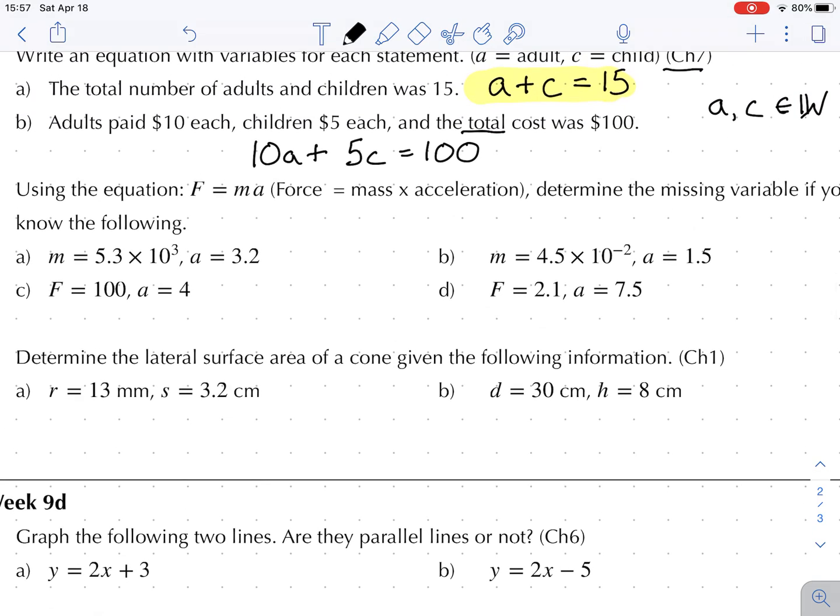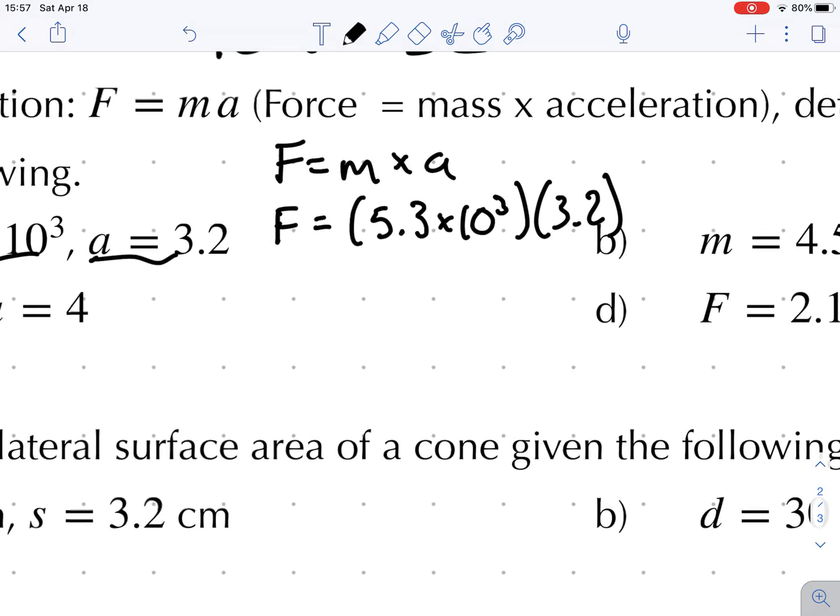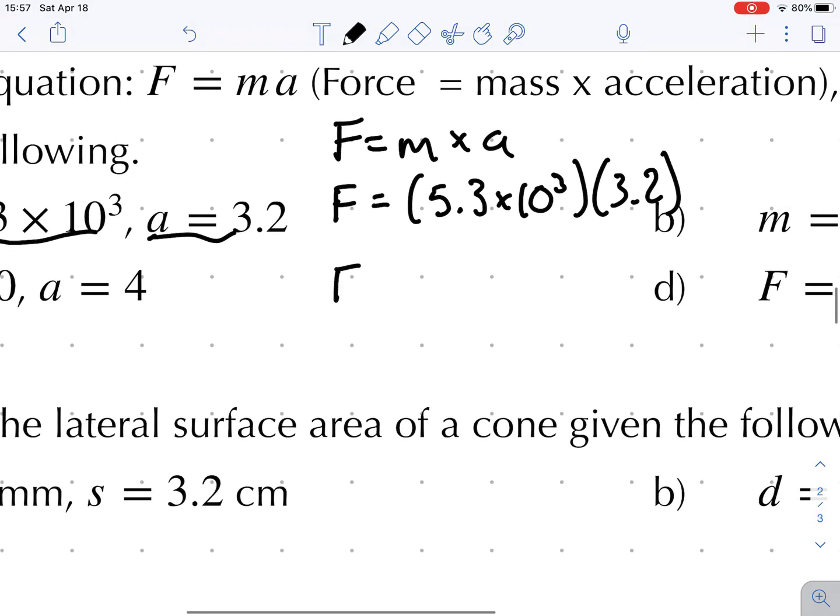All right, number 2. Using the equation, force is equal to mass times acceleration, determine the missing variable if you know the following. Here we know the mass, we know the acceleration. So I'm going to just quickly write up force is equal to mass times acceleration. So force is equal to 5.3 times 10 to the power of 3 times 3.2.